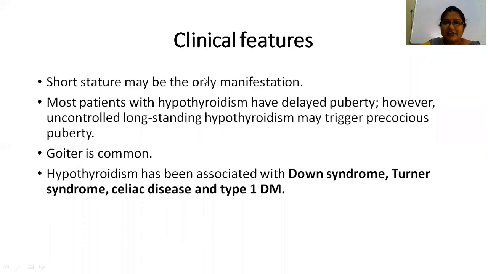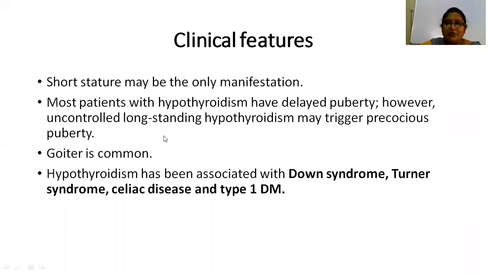Then clinical features we already discussed in comparison to congenital hypothyroidism. So the only manifestation will be short stature, okay? And the sequelae of untreated congenital hypothyroidism are short stature and mental retardation, okay? Then most patients with hypothyroidism have delayed puberty. However, uncontrolled long-standing hypothyroidism can trigger precocious puberty and galactorrhea.